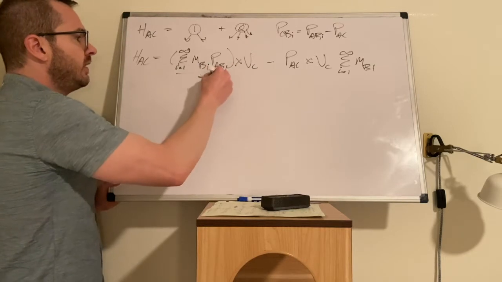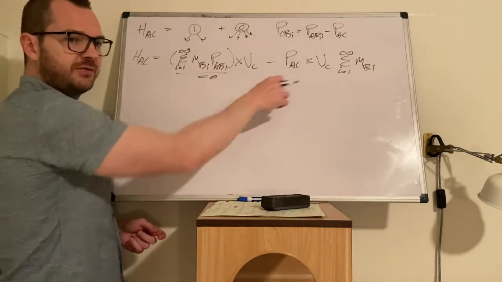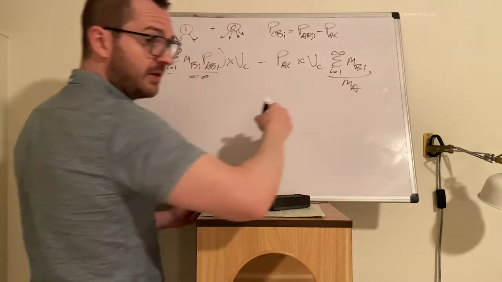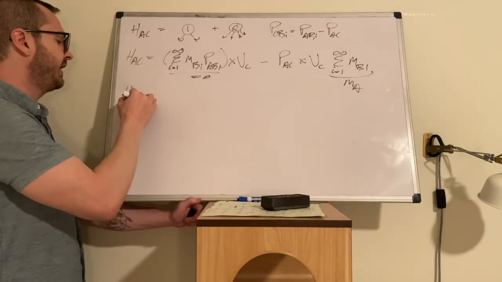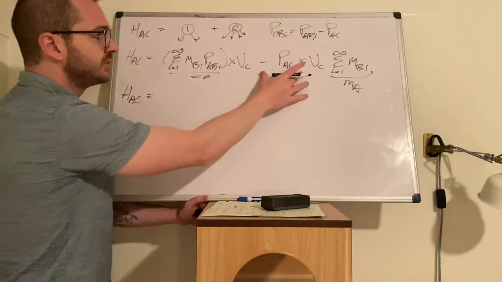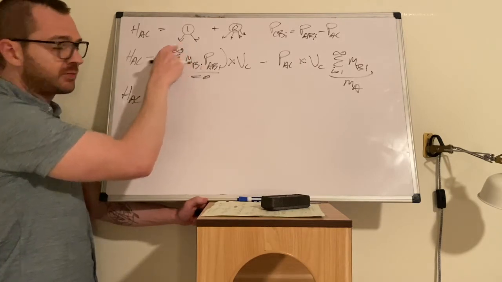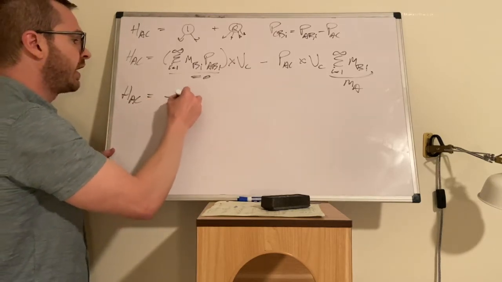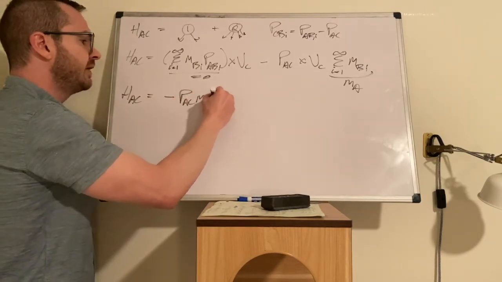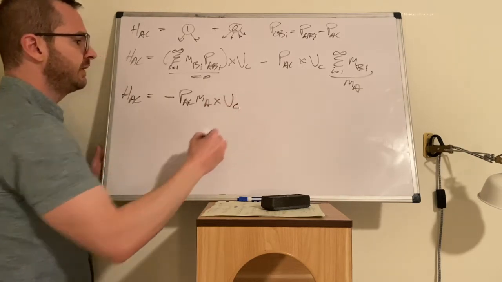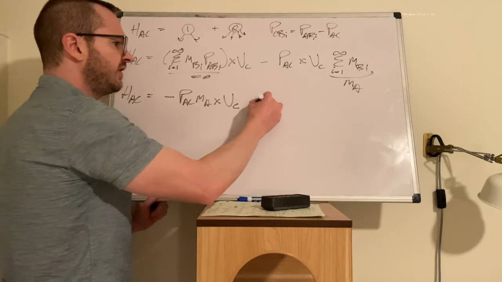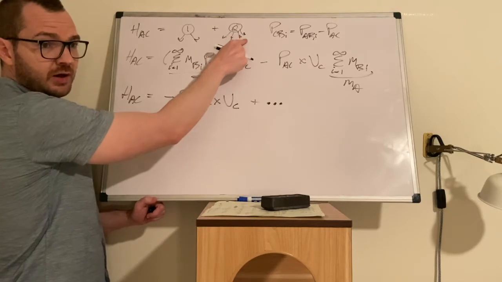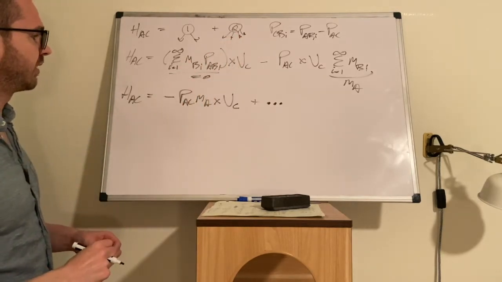Oh, yeah, equal to 0. Now, what about this term on the right? So this is just MA. So HAC is equal to, now again, these are just the first two that are coming out of expression number 1. So this one is 0, and then this one, we usually write it this way, PAC MA cross VC, plus dot, dot, dot. And the dot, dot, dot are the 4 terms that we have yet to deal with from that previous expression.